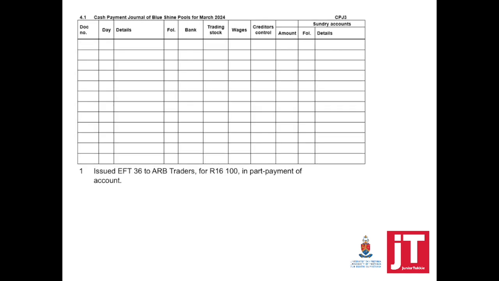Completing now the cash payment journal. So transaction number 1, it says, issued EFT 36 to ARB Traders for 16,100 in part payment of account. Part payment of account means we didn't pay it in full, only some of it. So we start with the document EFT 36. Who did we pay? ARB Traders, 16,100. And this is a creditor to us. That's why it goes under creditors control.